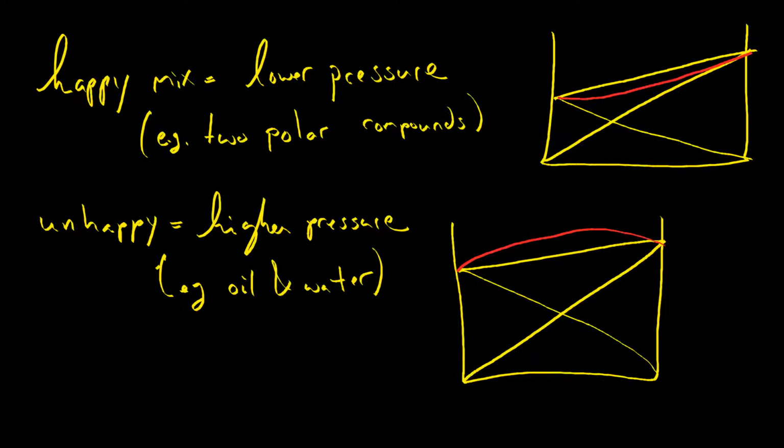If you have two liquids that are very similar to one another, then they are going to want to remain as a liquid mixture together. So, for example, water and ethanol are both polar compounds, so they are going to remain as a liquid. They're going to have a negative deviation. They're going to exert less pressure than you would expect. Whereas if you have an unhappy mixture, like oil and water, things that don't want to mix, then you're going to get a higher pressure, a positive deviation from Raoult's law.